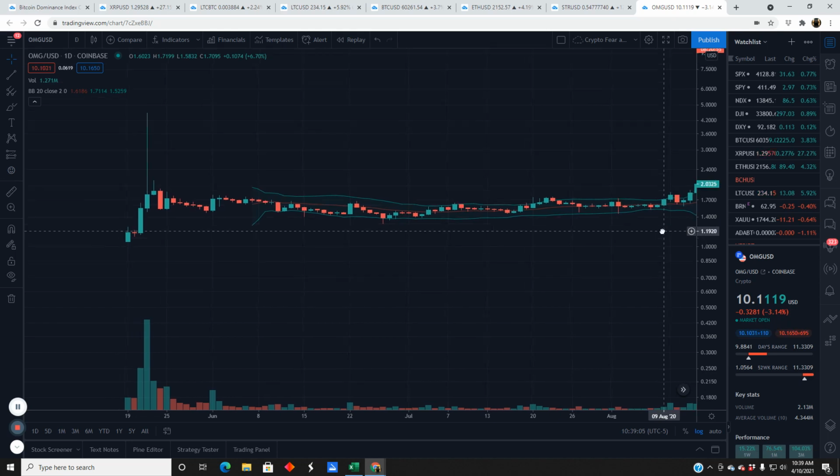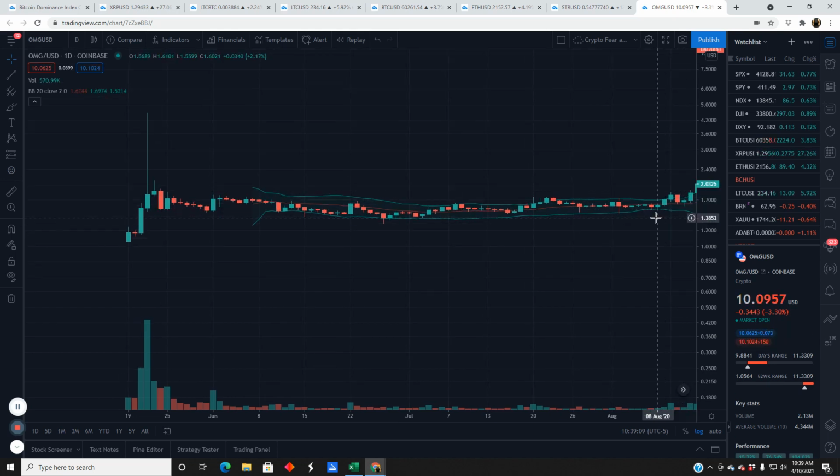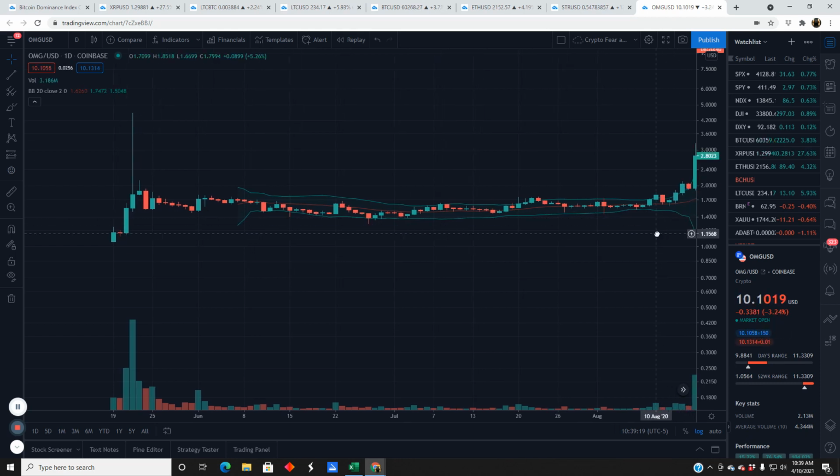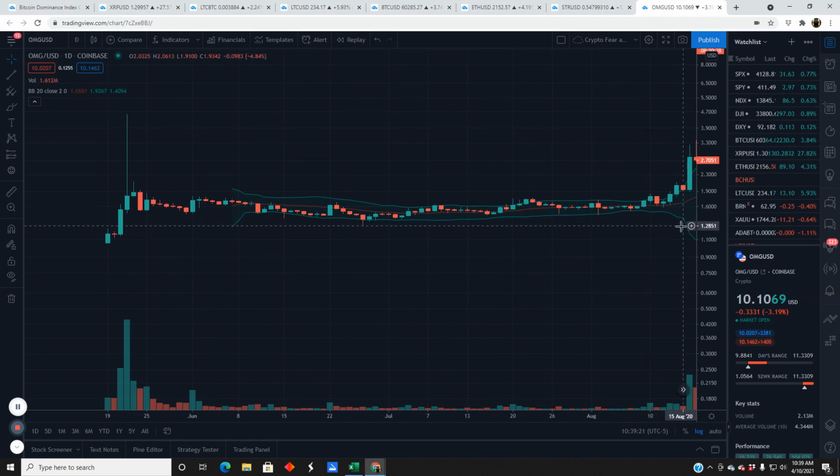So maybe only the top one moved and this bottom one stayed straight. So the move's probably going to go up. It's just not going to be very strong. But if this is pointing down and the top one is pointing up, it's going to be a really big move. So see how it keeps opening even wider?